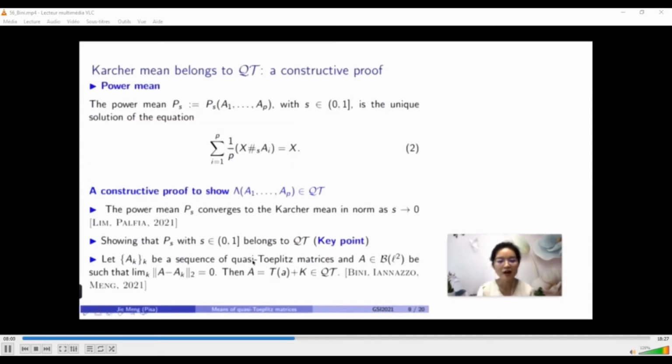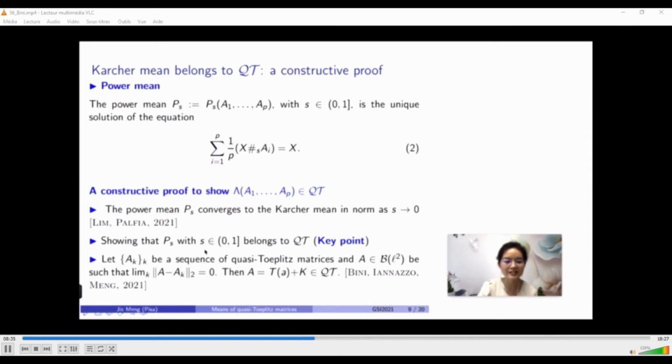Okay, first I would like to show a constructive proof that the Karcher mean belongs to the QT class. And we need the help of another mean we call the power mean. The power mean of the matrices A1 to AP with a parameter s, which is in this interval, is defined to be the unique solution of this operator equation. And with the help of the power mean, we can prove the Karcher mean is in the QT class.